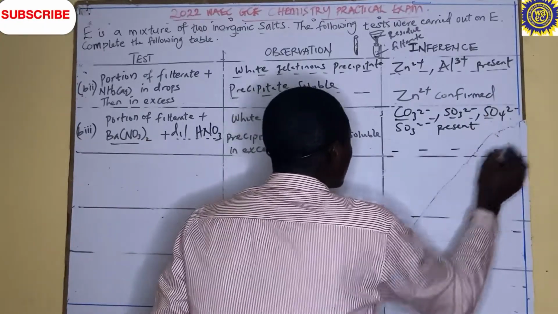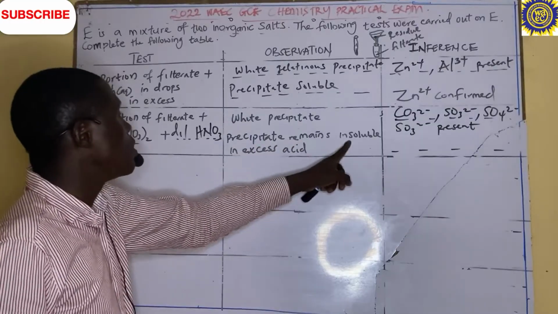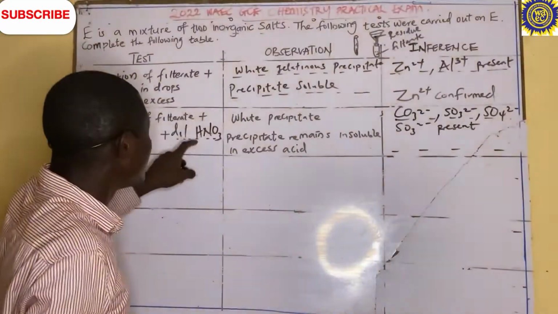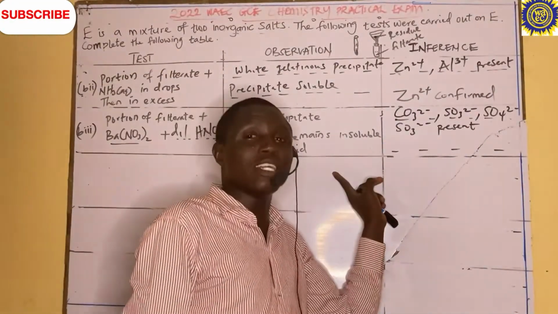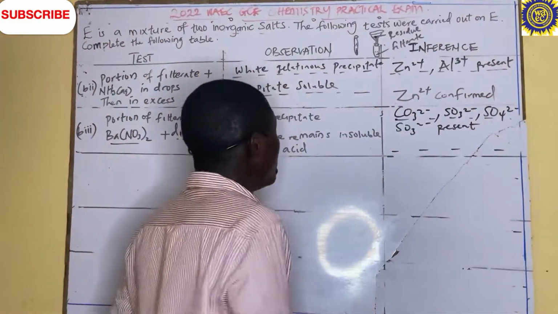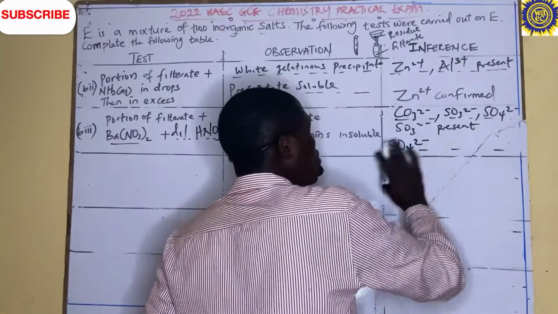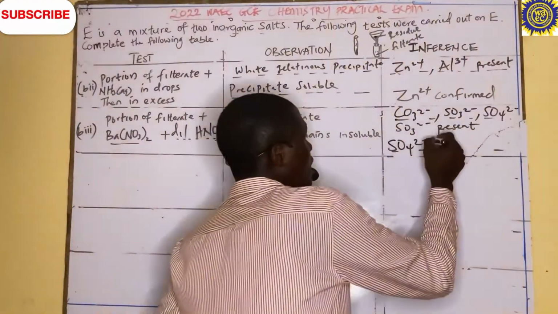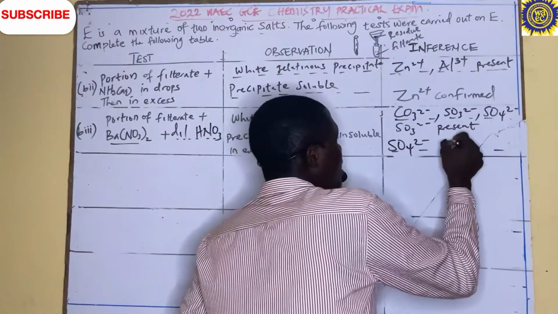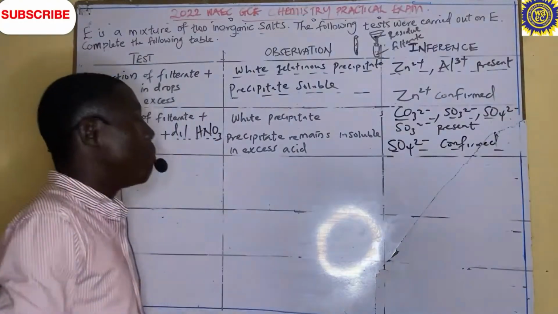But we are told that the precipitate here remains insoluble in excess acid, that is, in excess dilute HNO3. So the only anion that is insoluble in HNO3 is SO4 2 minus. So that is the only ion that is insoluble in excess acid. So SO4 2 minus is now confirmed. So that's that about that.